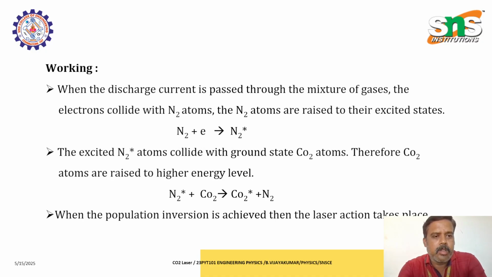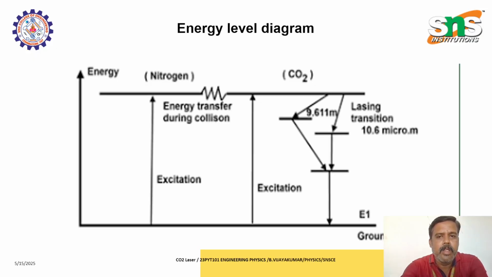Working: when the power supply is switched on, the discharge current passes through the mixture of gases. The electrons collide with nitrogen atoms and the nitrogen is raised to the excited level. So N2 plus an electron forms the excited state of N2, that is N2 star. The N2 star collides with ground state CO2, so the CO2 is also excited, that is CO2 star. When population inversion is achieved, depopulation of the lower energy level takes place with the help of helium. So two metastable levels are formed here.